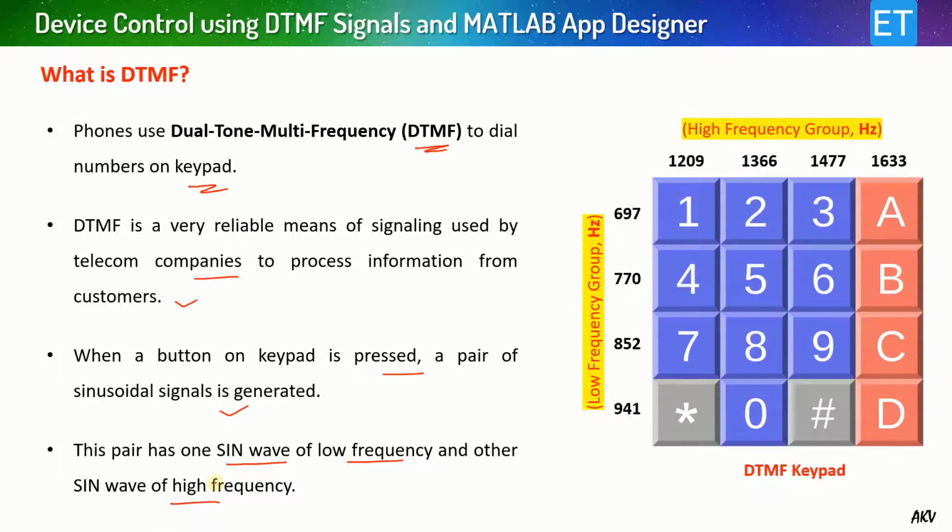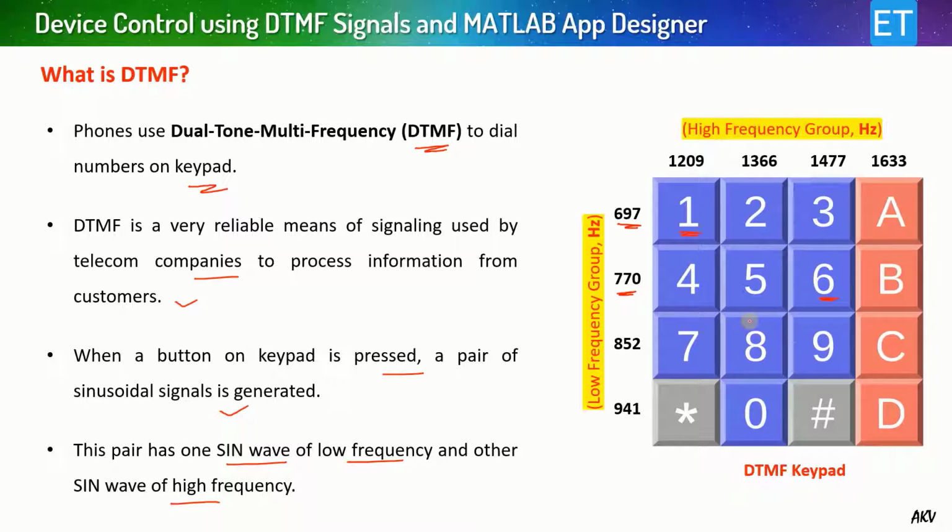So this is your 4x4 keypad, and the various frequencies are shown here. For example, if I press this button 1, two sine waves will be generated. One is of 697 Hertz, while the other will be 1209 Hertz. Similarly, if I press, let's say, button 6, then one sine wave of 770 Hertz will be generated, while the other will be of 1477 Hertz. So this is how we can generate these sine pairs to distinguish each key press.